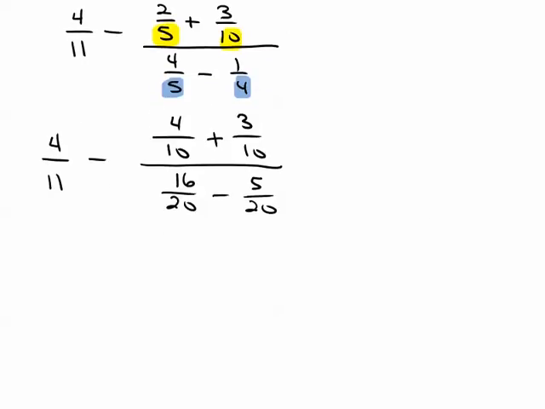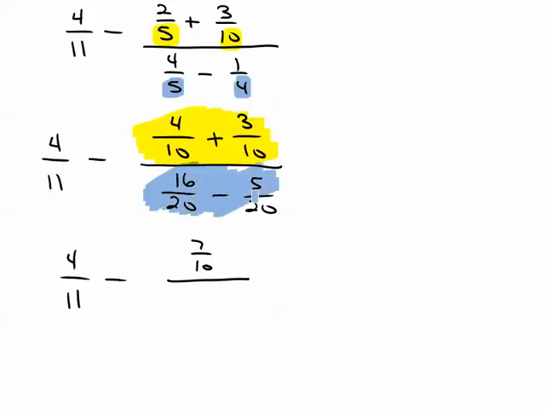Now we can add the numerators that we have here. So here's what we're doing now. We're taking care of the addition of the numerators. So we have 4 elevenths. On top, 4 tenths plus 3 tenths is 7 tenths. Let's write that fraction bar again. And then in the denominator, we have 16 twentieths, and we're subtracting 5 twentieths. So that leaves us with, it looks like, 11 over 20.